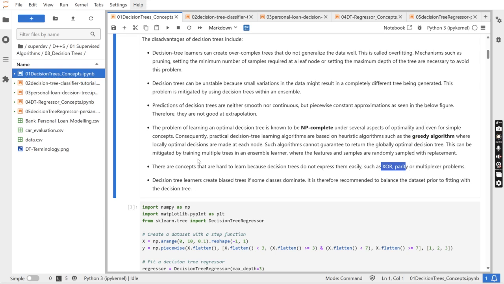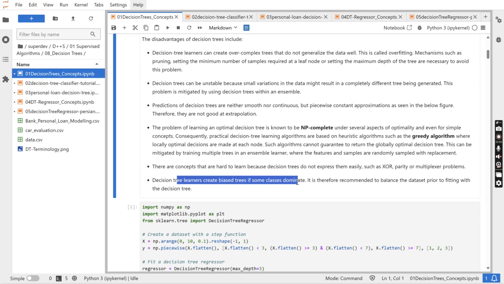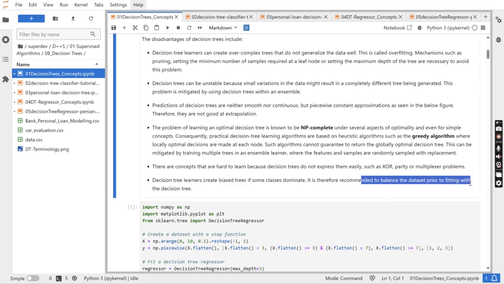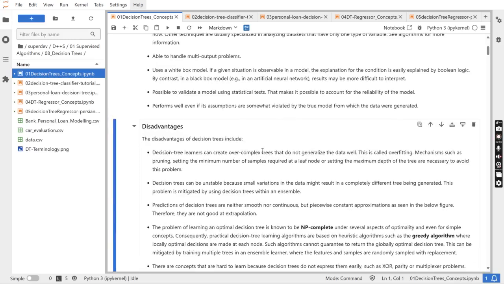So that problem cannot be solved easily using a decision tree, and other multiplexer problems also cannot be solved using decision trees. Again, sometimes they can create biased trees. That's why we recommend the data set to be balanced beforehand for the decision tree. So these are some of the advantages and disadvantages. Any questions still here?